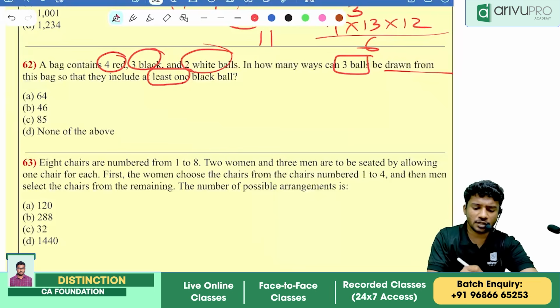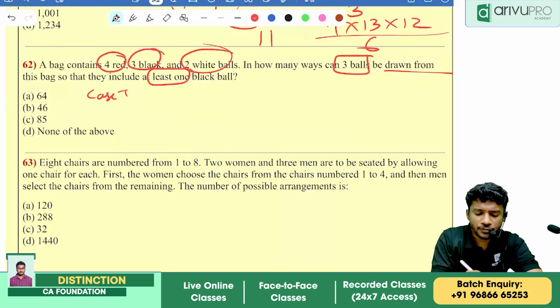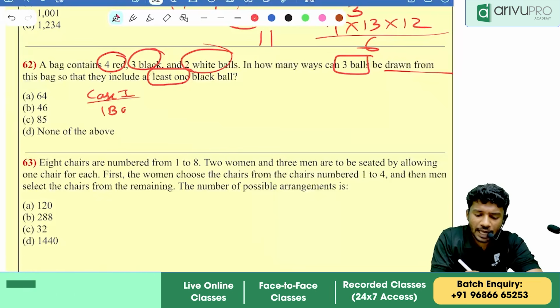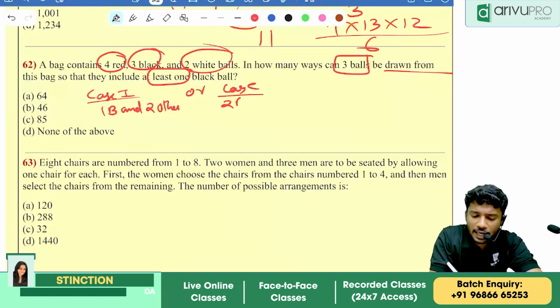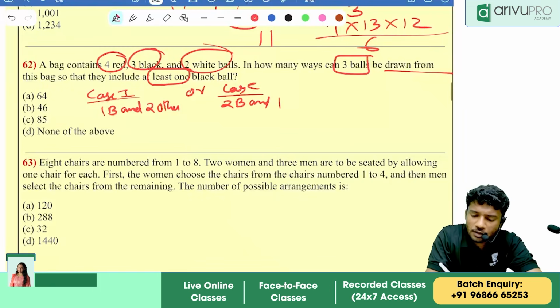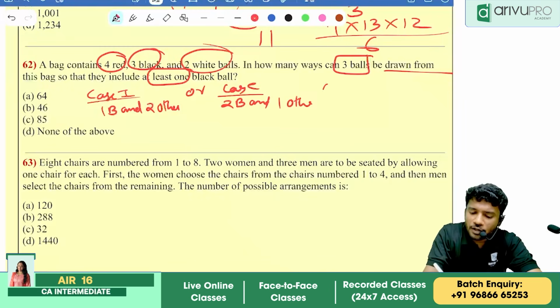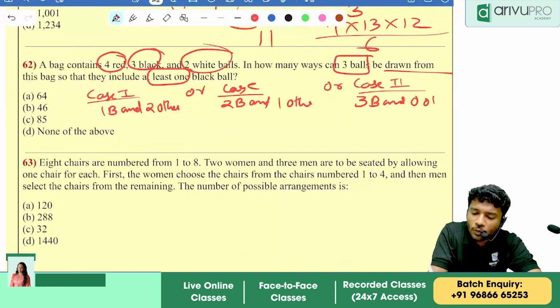Now my question. Case 1. 1 black ball and how many other balls should be there? 2 other balls. Or case 2. 2 black balls and how many other? 1 other ball. Or case 3. What is case 3? All 3 are black and 0 other balls.